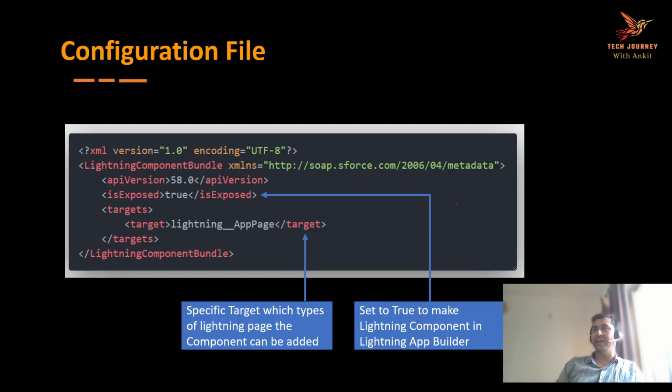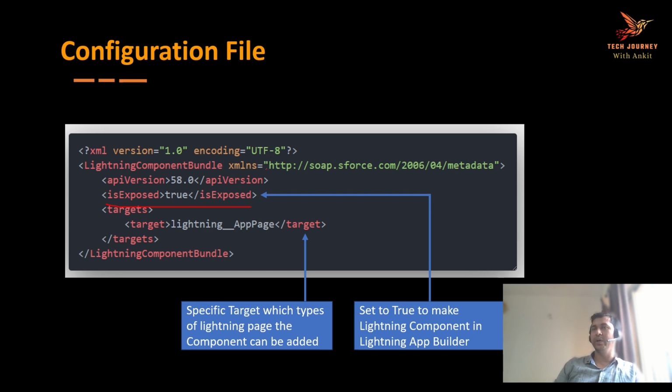Moving towards the last file that we will be discussing, the configuration file. So what is the configuration file? The configuration file defines how you are exposing your component to the Lightning world. Whether you want to expose your component to flows, to communities, or to the app builder, that exposure part you will define here. So whenever you have to expose your component to the outside world, the key thing that you have to do here is put isExposed as true.